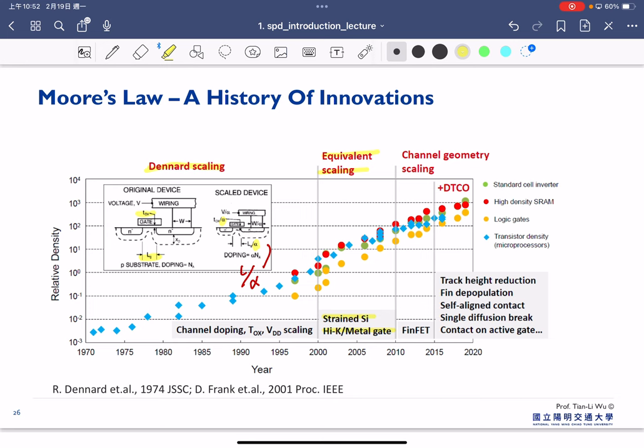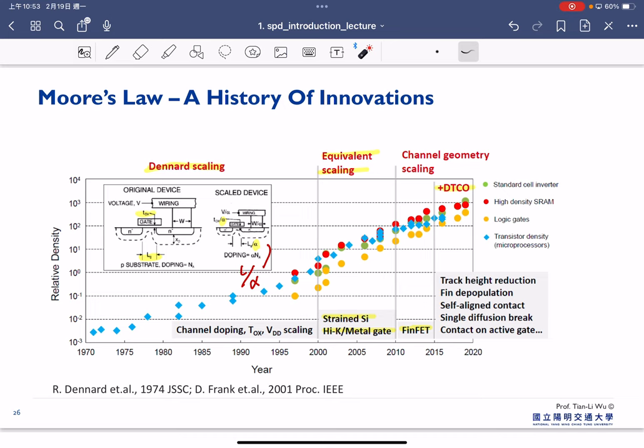And also, in the very advanced transistor, we start to have a new structure, especially the FinFET structure. So we make the planar transistor become three-dimensional, a 3D structure. So that's a FinFET. And also the DTCO, which we have already mentioned before. That's design and technology co-optimization. So by using different approaches from the past till now, we have been able to catch Moore's law, to make our transistor density increase as predicted by Moore's law.